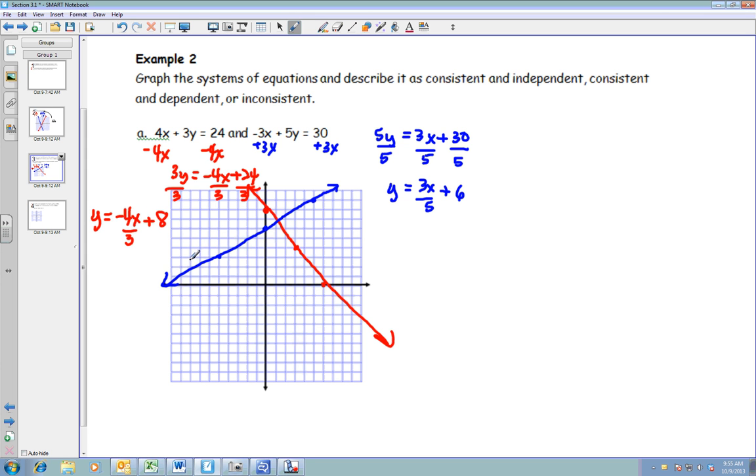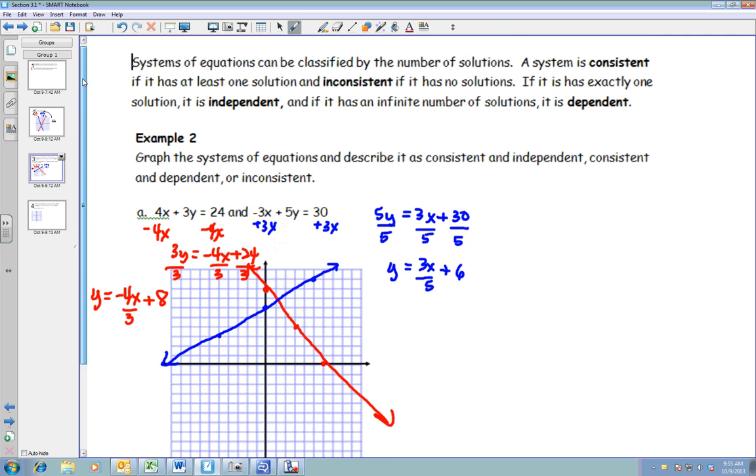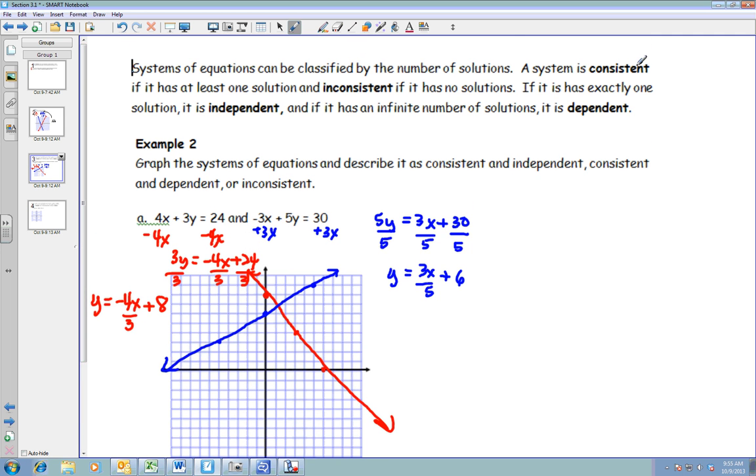Now, in this problem, they didn't ask us what the solution was. They just want to know, is it consistent and independent, consistent and dependent, or inconsistent? So let's go back up and look at the definitions. It's consistent if it has at least one solution. I know this has a solution because they intersect, so I know it's consistent. If it has exactly one solution, it's independent. If it has an infinite number of solutions, it's dependent. I have one solution, so this is consistent and independent. And that would be my answer for that one.